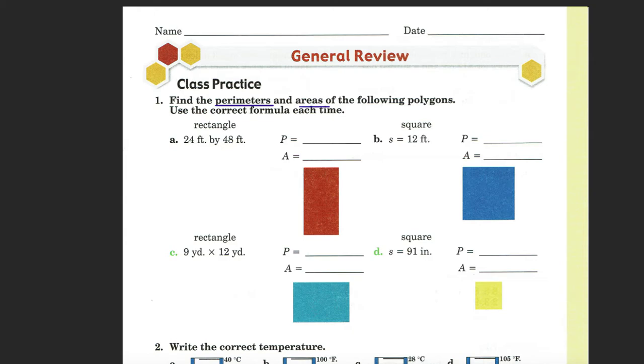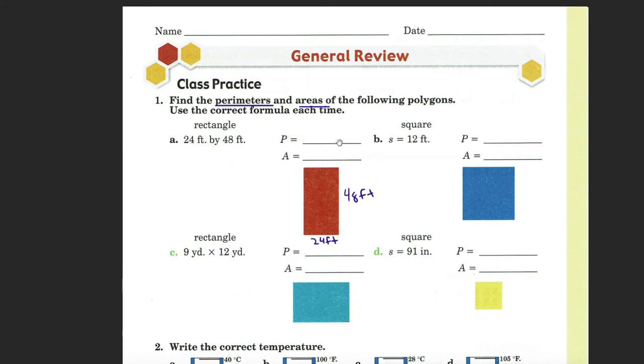First one is you have a rectangle that is 24 feet by 48 feet. So here's the rectangle here. So 48 feet here and 24 feet. All right. Okay, so find the perimeter.